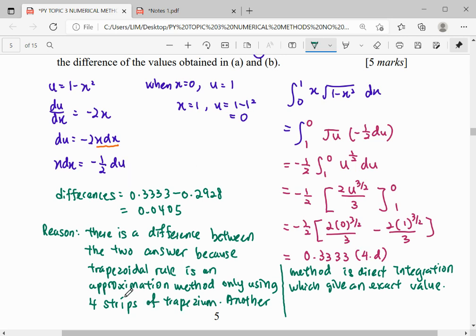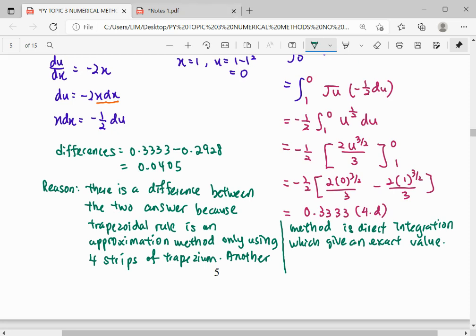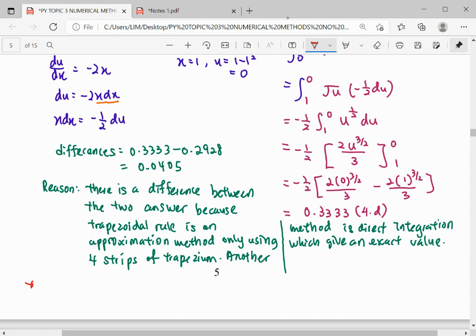It only uses four stripes. If we want to reduce the difference, the question can be asked like that: if we want to reduce the difference from the exact value here, what can we do? So you can take notes here. This is extra information you can learn. Okay, extra information. So to reduce the error or difference.